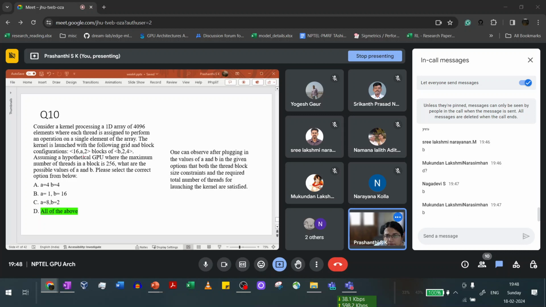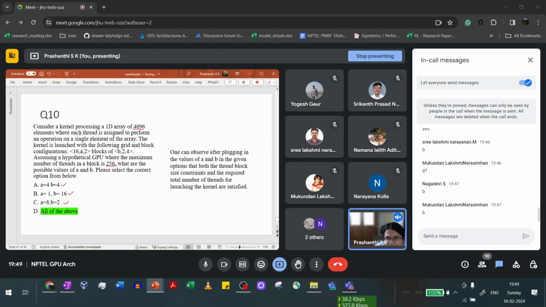So two constraints again. The maximum number of threads per block is 256 and your number of elements is 4096, and every thread works on a single element, right? So if you first use this 4096 constraint, you get 16 into 2, 32 into 8 into A·B equal to 4096. I think that evaluates to a product A·B equal to 16. So all three options are correct: 4 into 4, 1 into 16, 8 into 2, right?